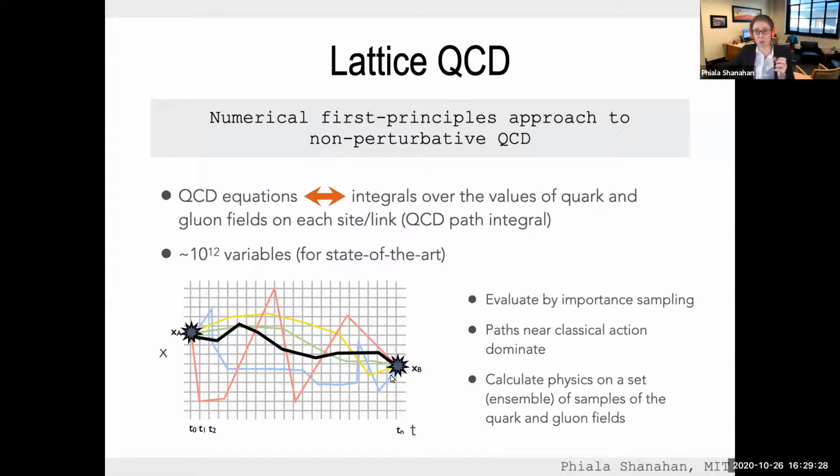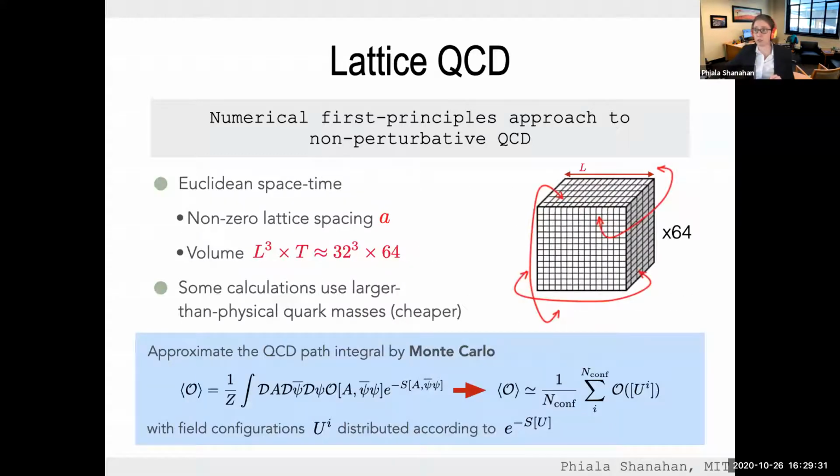To put it in just a little bit more technical detail, because we'll need it later in the talk when we get to algorithms, we're going to a Euclidean space-time grid with some non-zero lattice spacing, some finite box volume, and some calculations even use larger than physical values of the quark masses just because it's computationally cheaper. And as we'll see, these calculations are pushing the limits of computation. So then, of course, to get physical results back, you have to take the extrapolation as the lattice spacing becomes small, as the box size becomes big, and as your quark masses become physical, if you took them larger to start with.